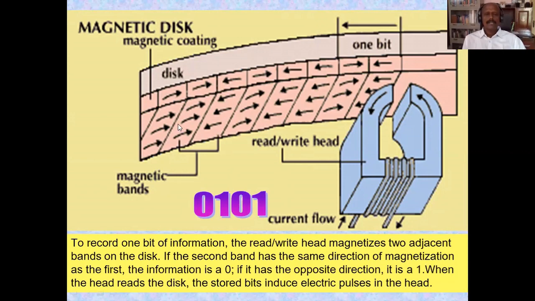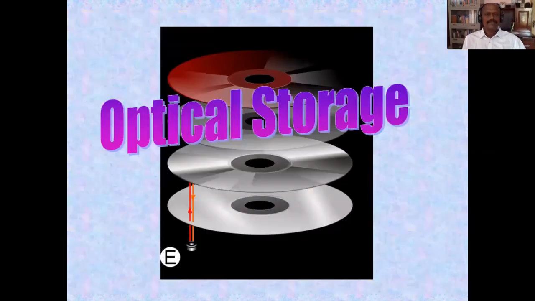So the first two bands, which are in the same direction, represent a zero. The next two bands, which are in opposite directions, represent one. The next two bands are once again in the same direction. It is not left to right or right to left. Whether two successive bands are in the same or opposite directions, that is what matters. Same direction represents zero, opposite directions represents one. So this is the principle of storing zeros and ones, or bits, in a magnetic disk.